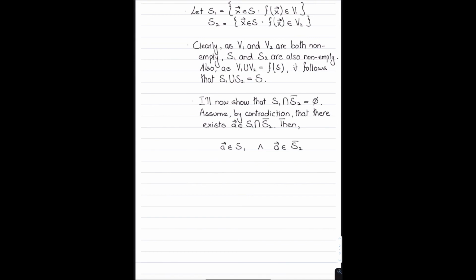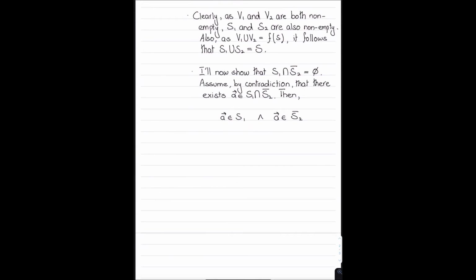So this is where you have to be a little bit careful. What I'm basically going to show is that if a is in S1, then f of a is in V1. That is true, but you have to be very careful when you're dealing with what happens if a is in the closure of S2, because you can't assume that if a is in the closure of S2, it must also be the case that f of a is in the closure of V2, because the closure of S2 need not be in the domain of f.